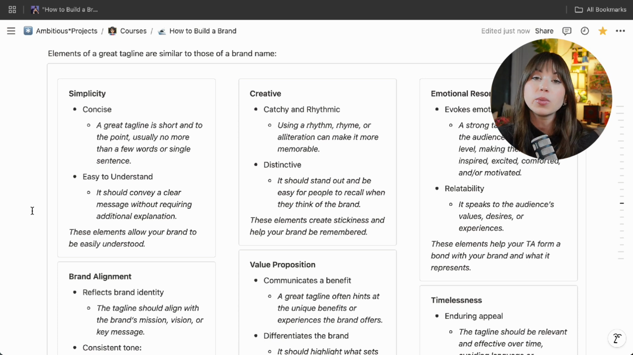And we know that the best way to create memorability is to have an emotional resonance. So evoking emotion and having a relatability element in your tagline will allow people to just remember it with a bit more ease and fondness. We want to create a positive association between your brand and as many consumers as possible.